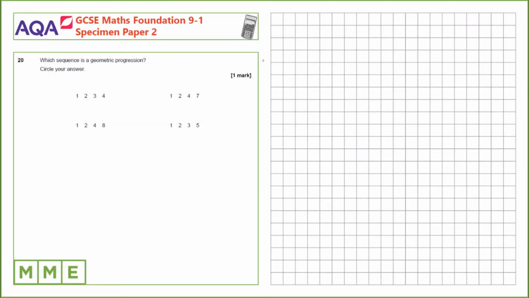Question 20. Which sequence is a geometric progression? Circle your answer. A geometric progression increases by a multiple of a number each time. So for example, if we started with 3 and multiplied by 2 every time, we'd get 6, and then we'd have 12, and then we'd have 24. So we're looking for a sequence where there's a multiple that goes up each time. This sequence is just a normal arithmetic sequence. There's an addition. This sequence is a non-standard sequence, and so is this. And this is our sequence here. We've got a multiple of 2 every single time.